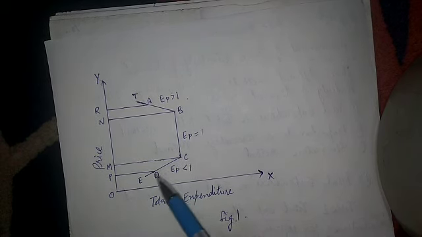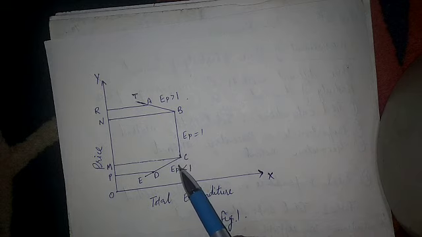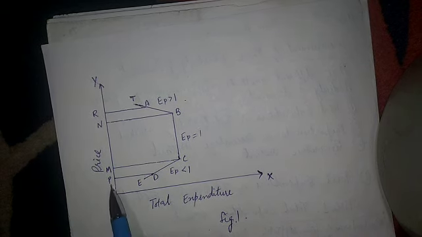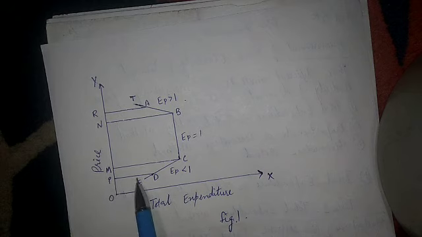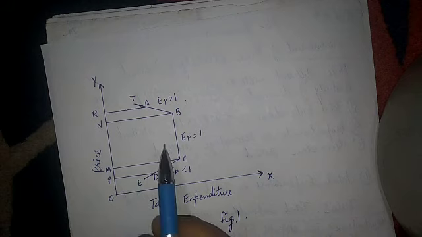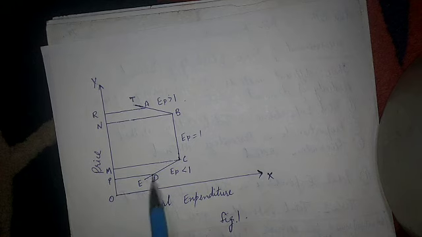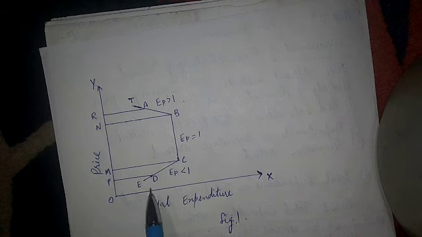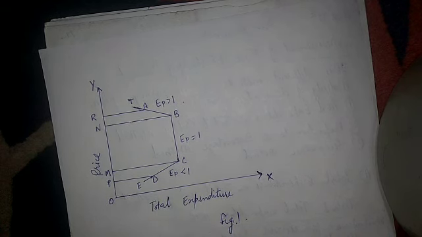This EC part of the total expenditure curve represents less than unitary elastic demand. It shows when the price falls from OM to OP, the total expenditure also falls from MC to PD. Now it is the situation of less than unitary elastic demand.